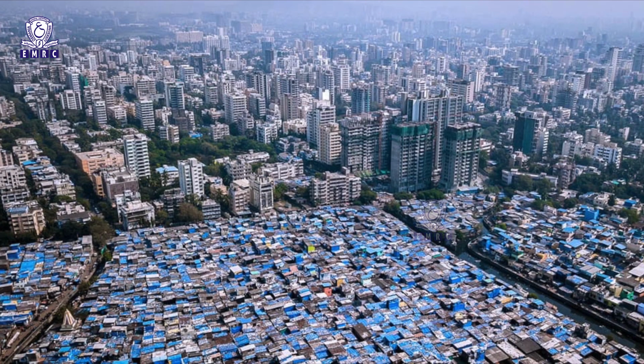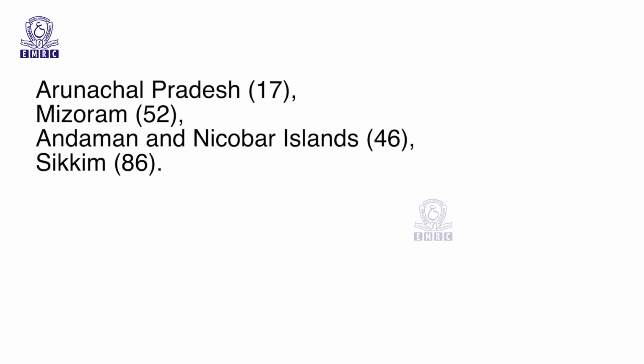Areas of extremely low density. Areas having 100 persons per square kilometer and less than that are included in this class: Arunachal Pradesh, Mizoram, Andaman and Nicobar Islands, and Sikkim.